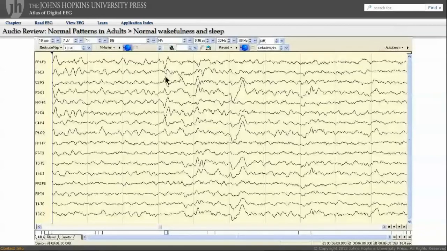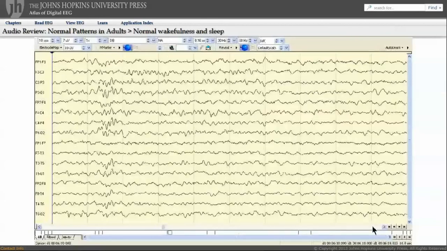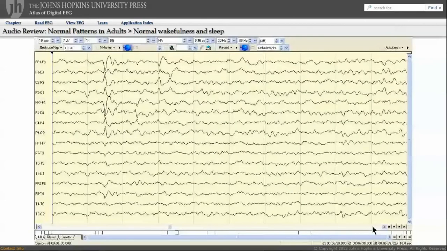At this point, there's a much more clearly delineated vertex sharp wave and the appearance of faster frequencies shortly afterwards. These are sleep spindles. The vertex sharp wave, in concert with the sleep spindles, has been called a K-complex. Here is a much more clearly defined vertex sharp wave with the following sleep spindle.